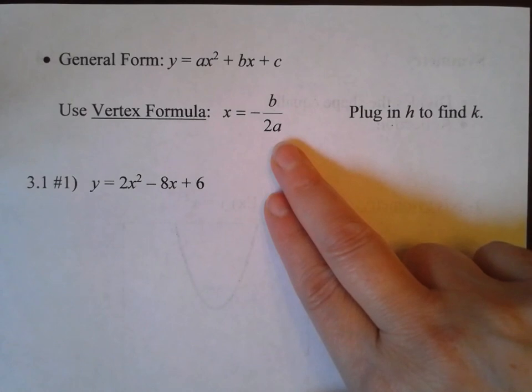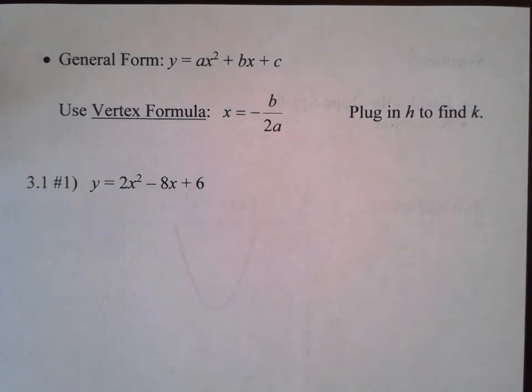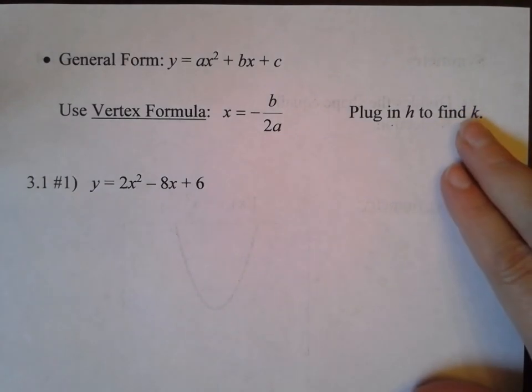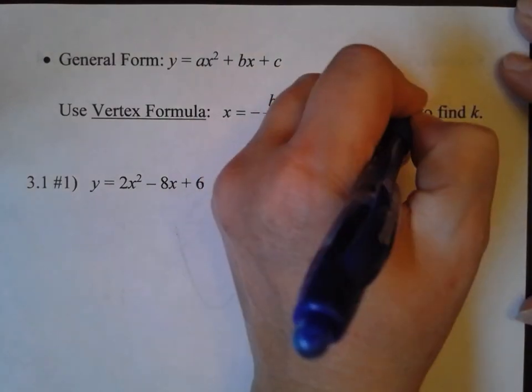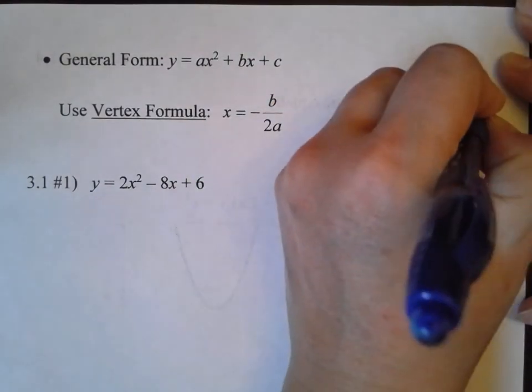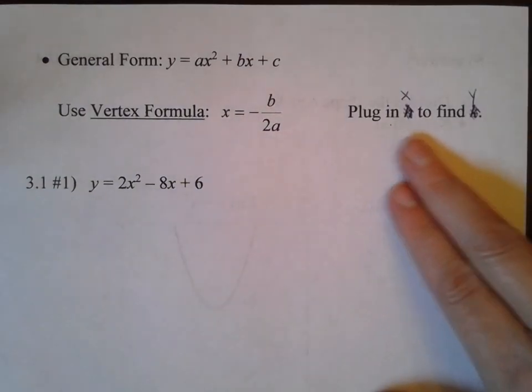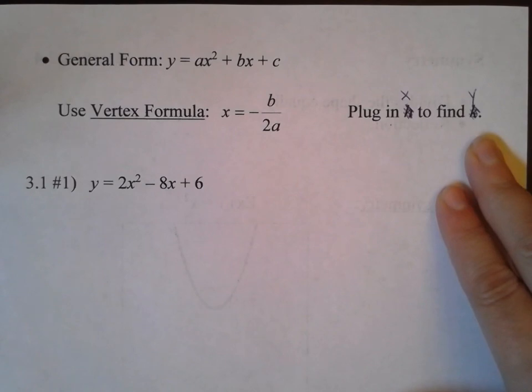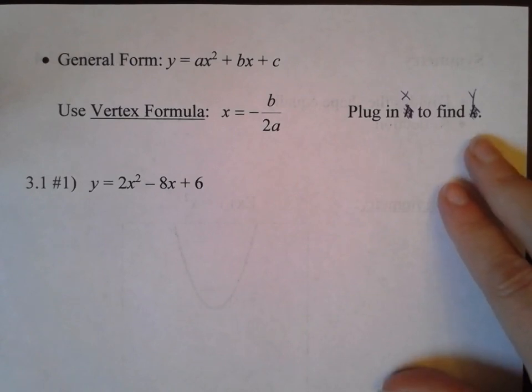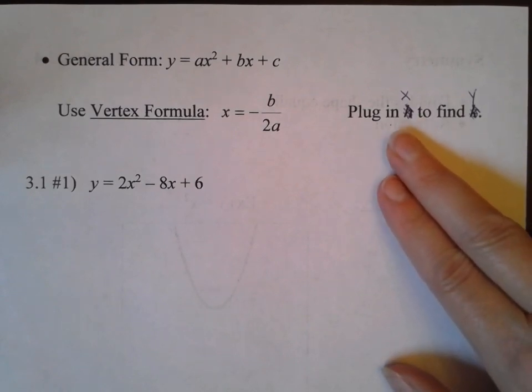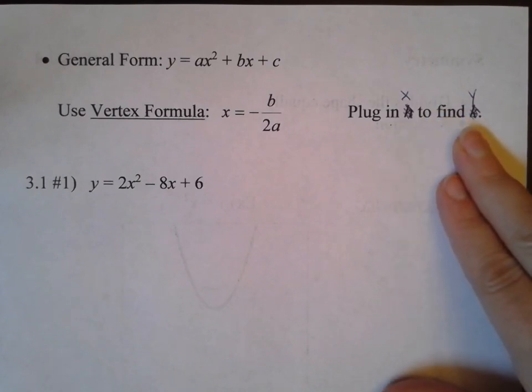I don't know that this formula has a name. I call it the vertex formula. So we're going to use this to find the x value of the vertex. And then we're going to plug in x to find y. I really should have had plug in x to find y. Now this x and y are the h and k of the vertex. I've just found that it's a lot easier to talk about if I just use x and y versus h and k, even though they technically are the same here.